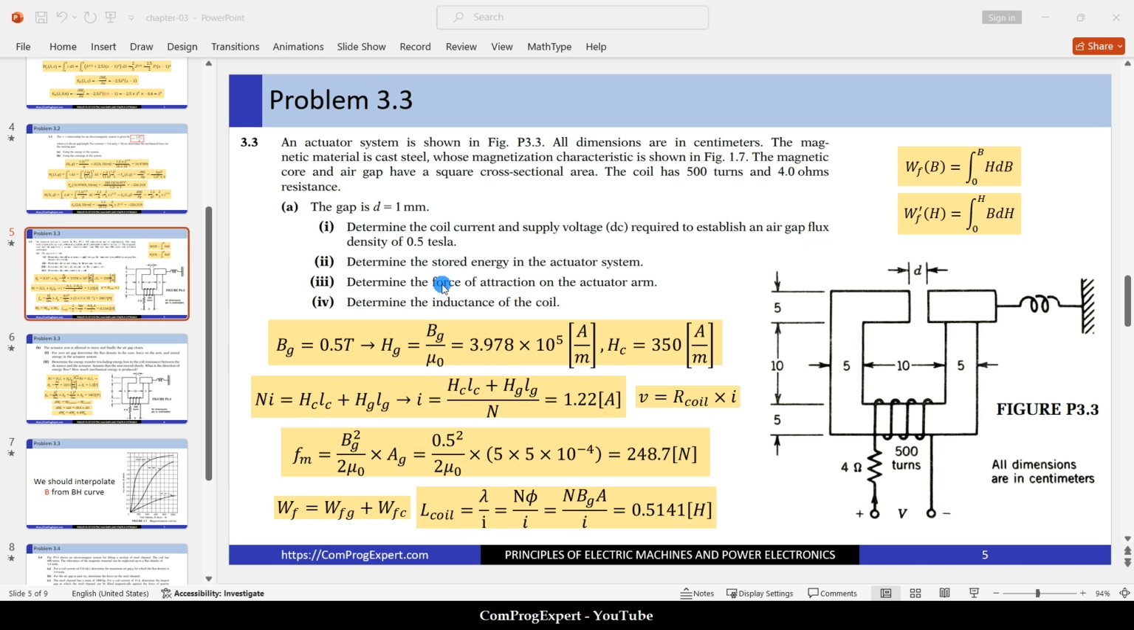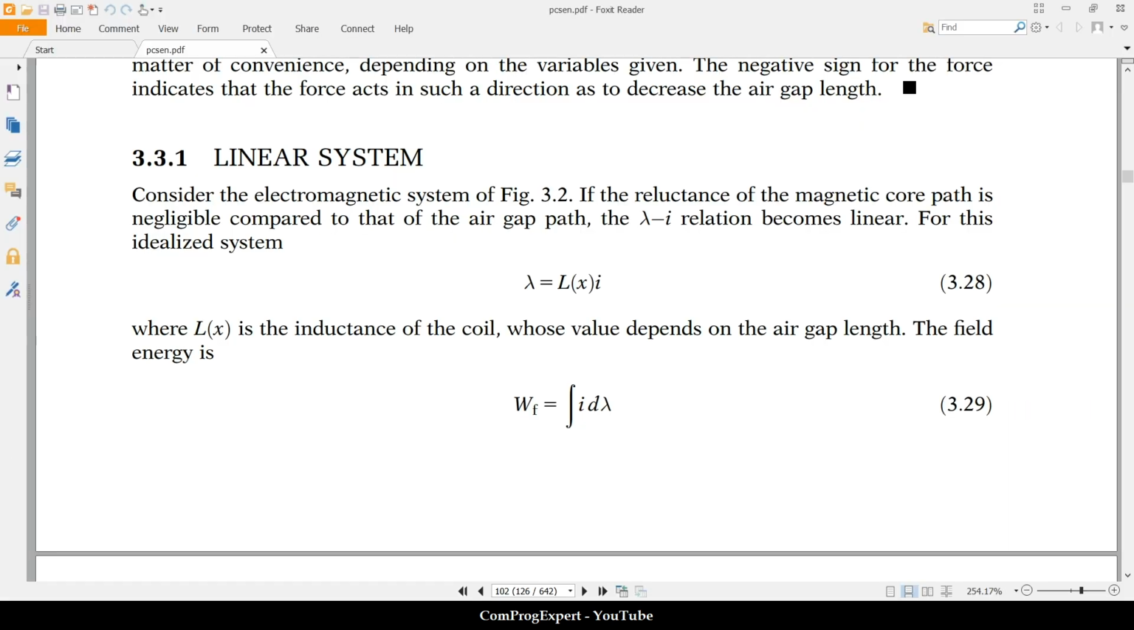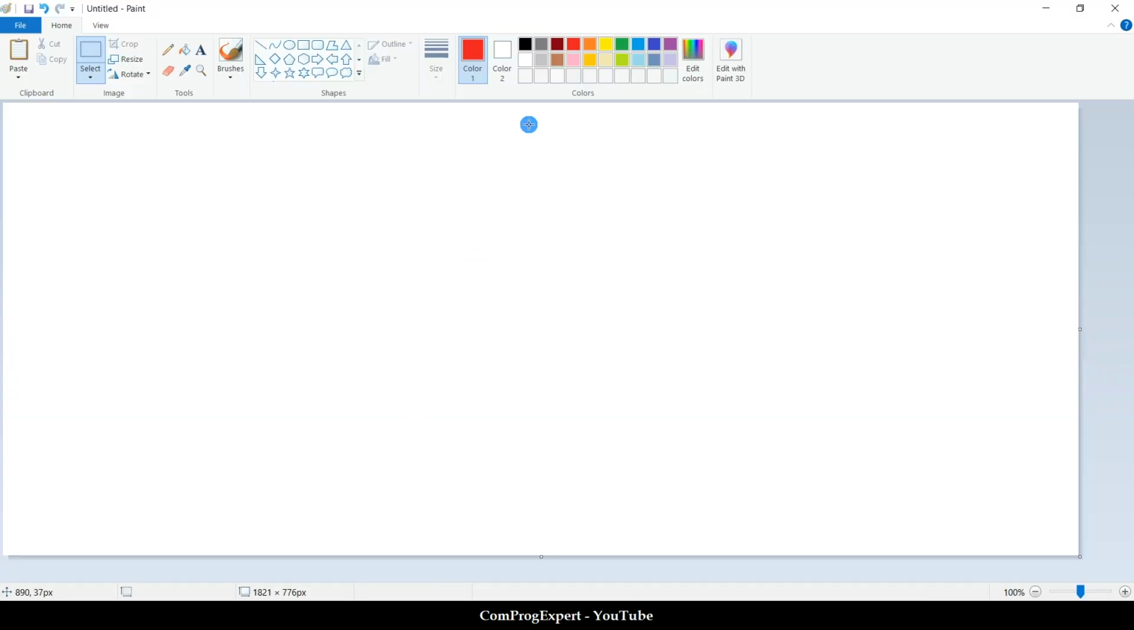Determine the force of attraction on the actuator arm. How much force is applied on the moving part? Before answering this part, let's review this subsection, linear system. Okay, and then answer this part. You know, in the previous video, we derived these equations for calculation of the force.